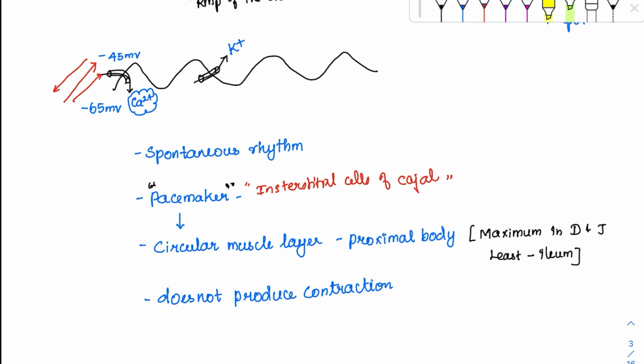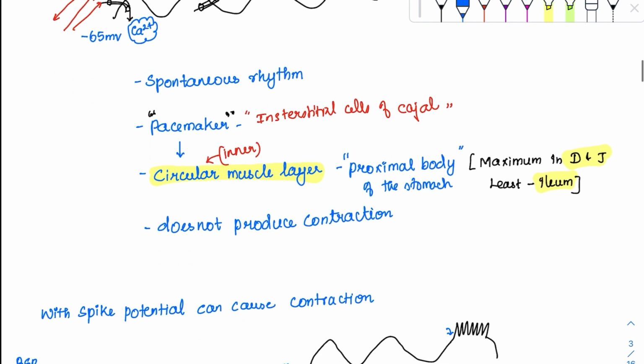Once they have asked the exact location of these interstitial cells of Kajal: it is located in the circular muscle layer. Is the circular layer inner or outer? We just saw it right now. It is the inner circular layer. And especially it is starting from the proximal body of the stomach. This is maximally produced in the duodenum and jejunum, and it is least produced in the ileum. So this is all about the basal electrical activity.